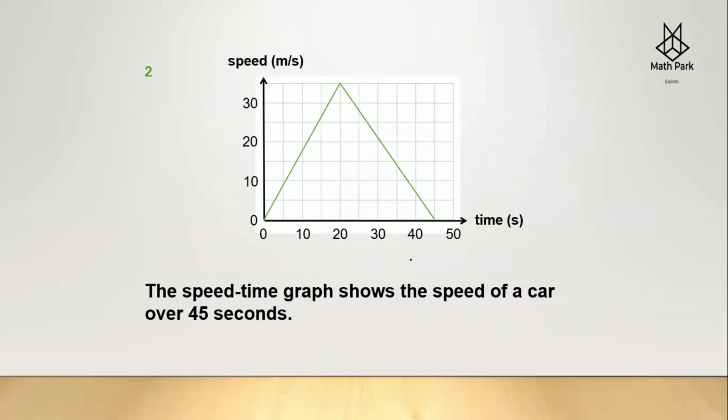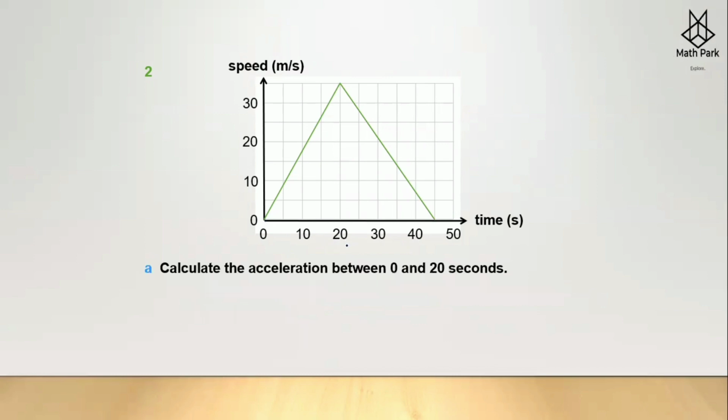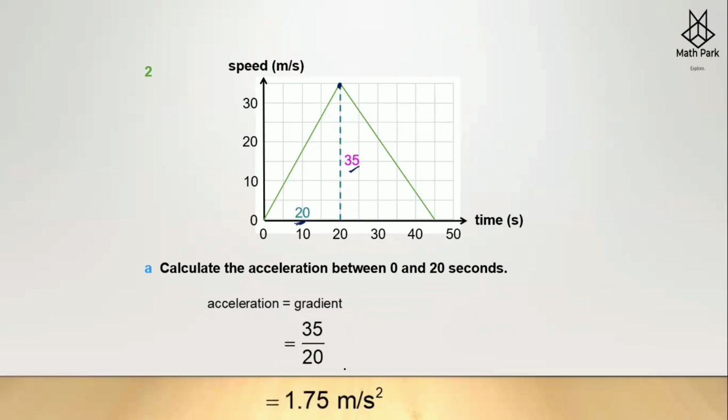The speed time graph shows the speed of a car over 45 seconds. So this is 0 and this is here 45 seconds. This shows the speed of a car. We are asked to find the acceleration between 0 and 20 seconds. So acceleration is again nothing but the gradient. So vertical distance is 35 and the horizontal distance is 20. So 35 by 20, the acceleration is 1.75 meter per second square.